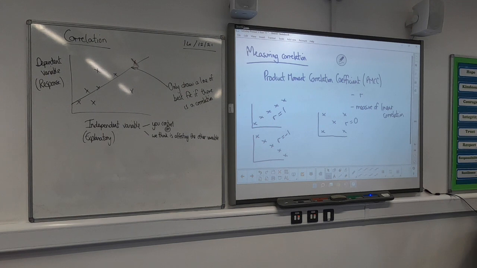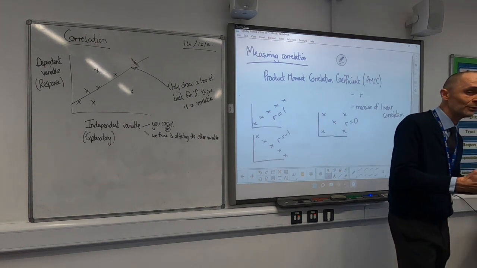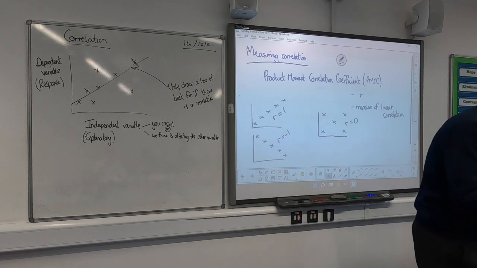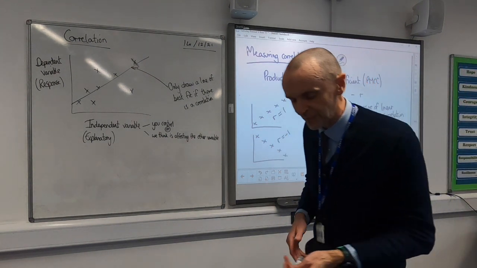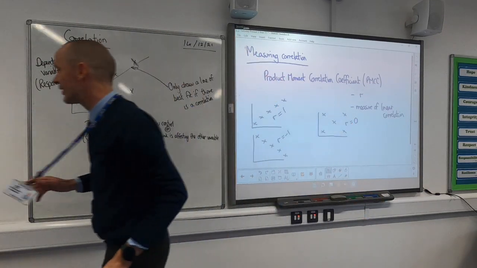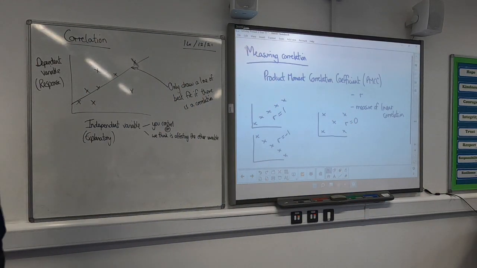The good news is that to calculate R, we need to know nothing, we just need to know how to do it on our calculator. On the old spec, it was a formula that we had to use. That formula has now disappeared from the formula sheet, and we just use our calculator. So let us calculate a value of R using a set of data. We need our calculators to be in statistics mode.